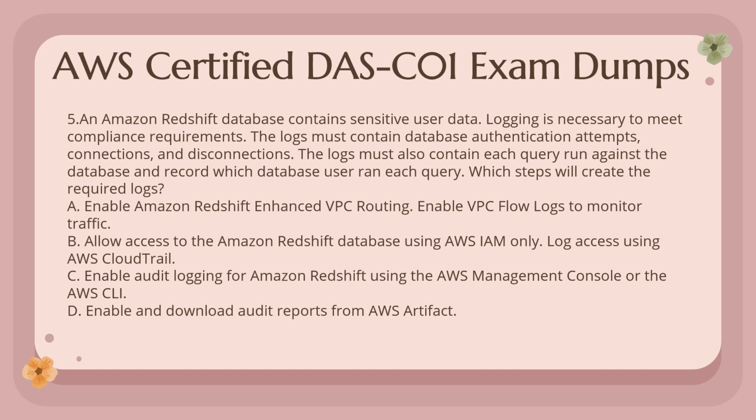A. Enable Amazon Redshift Enhanced VPC routing. Enable VPC flow logs to monitor traffic. B. Allow access to the Amazon Redshift database using AWS IAM only. Log access using AWS CloudTrail. C. Enable audit logging for Amazon Redshift using the AWS Management Console or the AWS CLI.